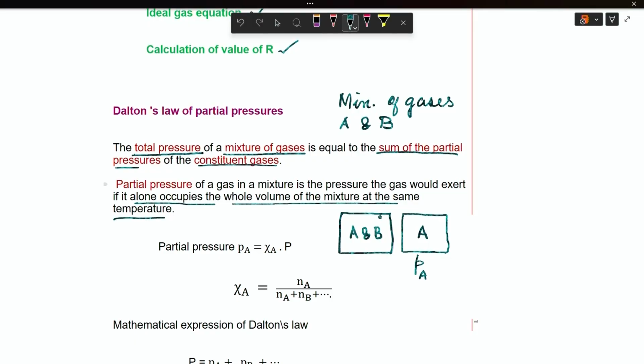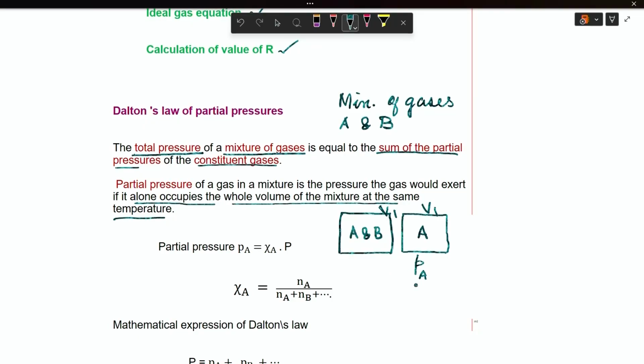So, suppose this is a volume V, I am considering V1, and this also should be volume V1. The same volume, if the individual gases are occupying alone, that pressure is known as partial pressure. So, just again I will repeat it, partial pressure of a gas in a mixture is the pressure the gas would exert if it alone occupies the whole volume of the mixture at the same temperature.